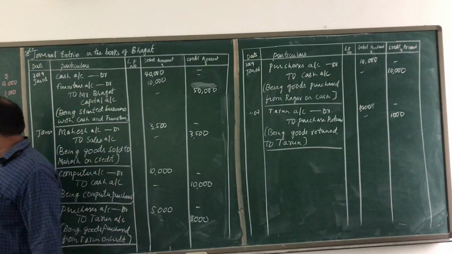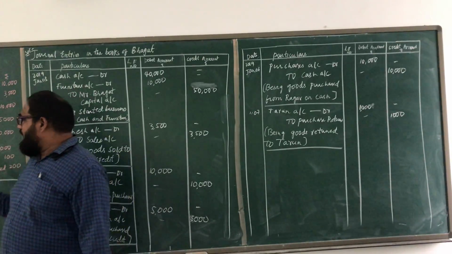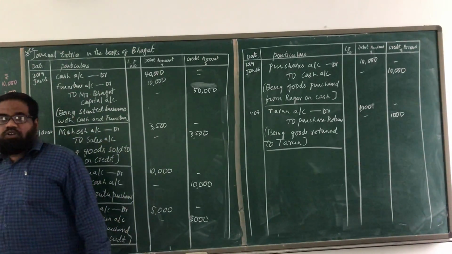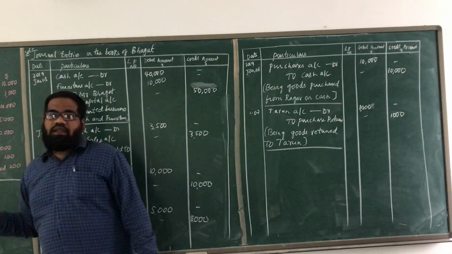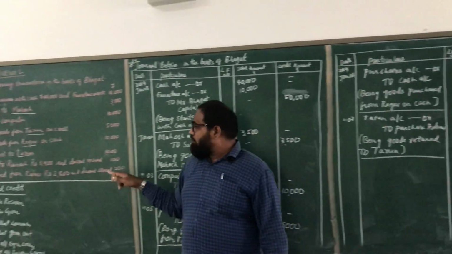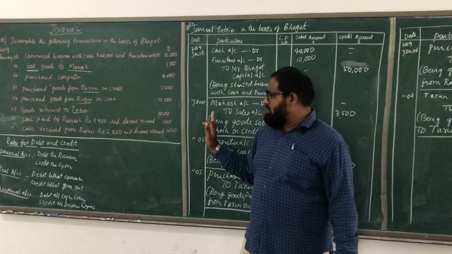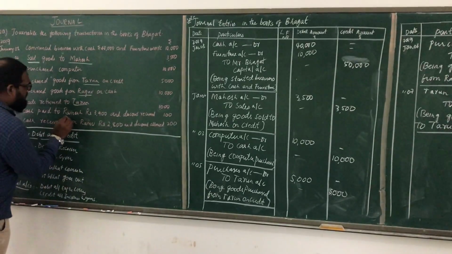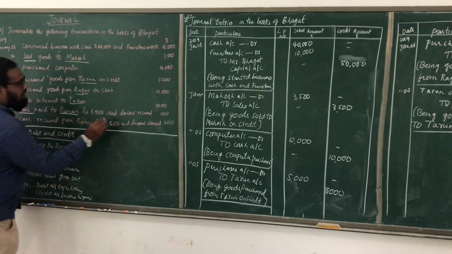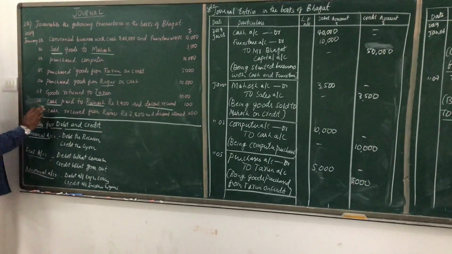Cash paid to Ramesh rupees 3,900 and discount received 100. So actually we have to pay Ramesh 4,000, but out of 4,000 we are paying only 3,900 here. So we are paying cash to Ramesh 3,900 and discount received is 100 rupees only. Here three aspects are involved: Ramesh, cash and discount received. These are the three important terms involved in this transaction.